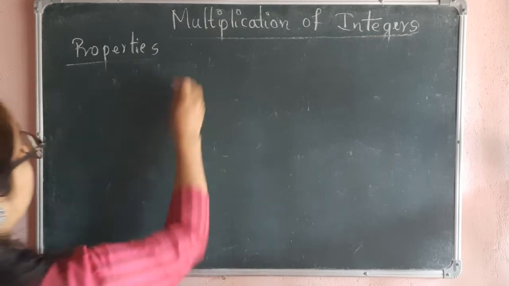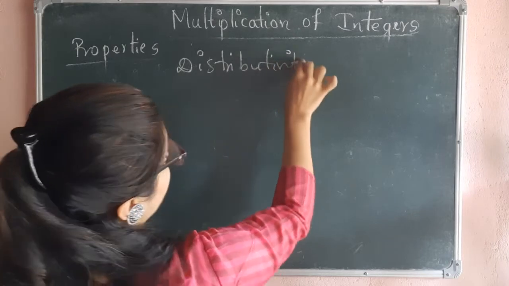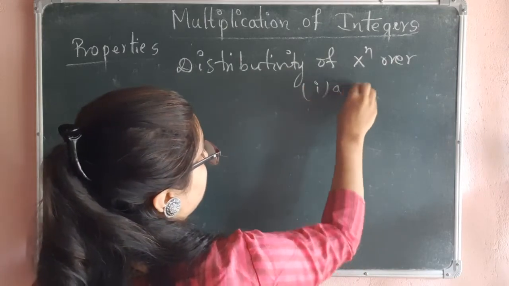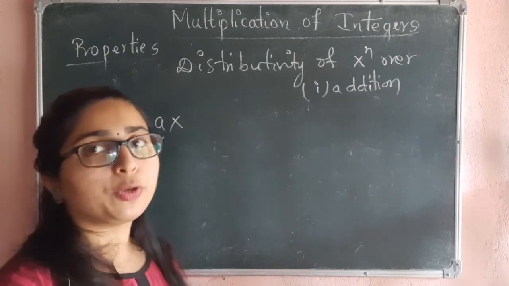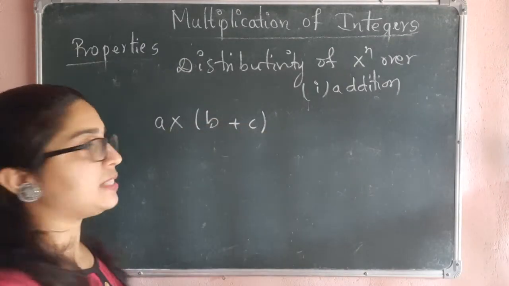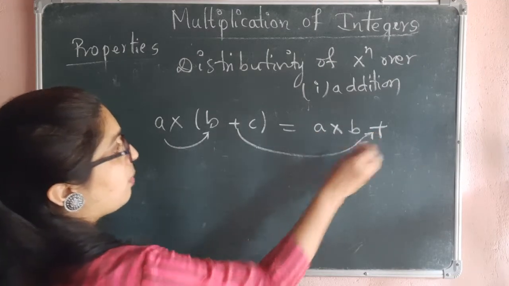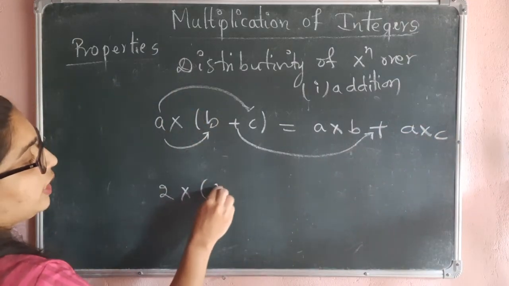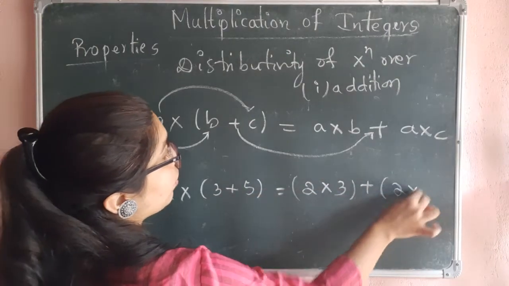Next is the distributive property, distributivity of multiplication over addition. First one is addition. You know about the distributive property for whole numbers. Similarly, for integers, a into (b plus c) is equal to a into b plus a into c. So 2 into (3 plus 5) is equal to 2 into 3 plus 2 into 5.